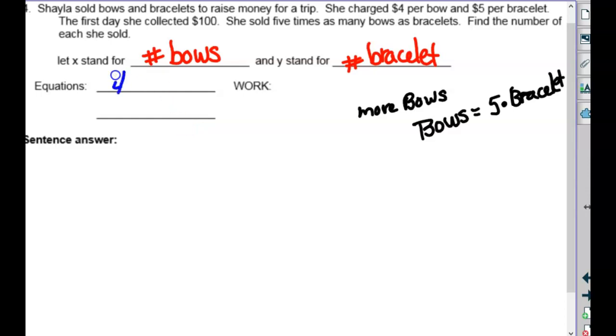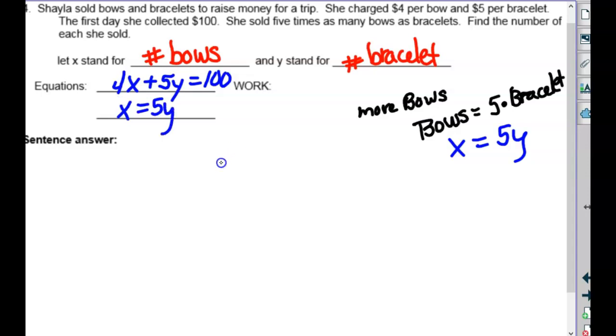$4 per bow plus $5 per bracelet is $100. Okay, then what? Bows is 5 times the bracelets, right? Just putting that over there, so we have X equals 5Y.